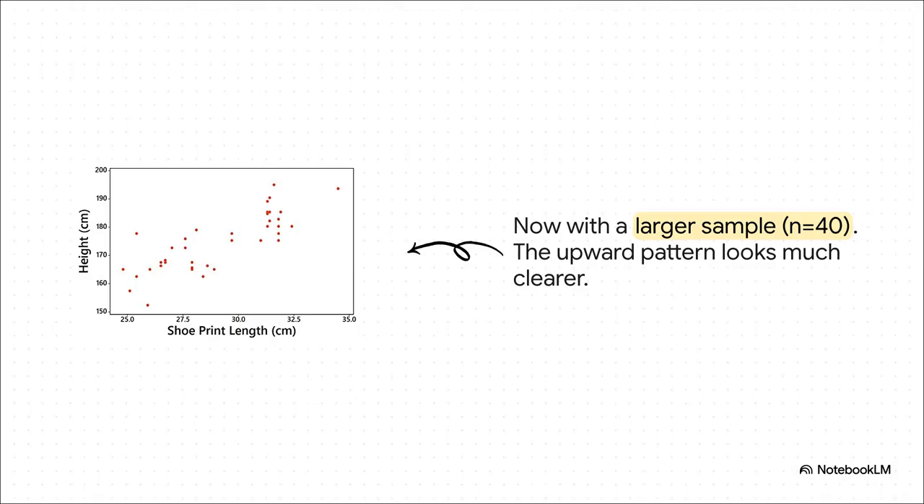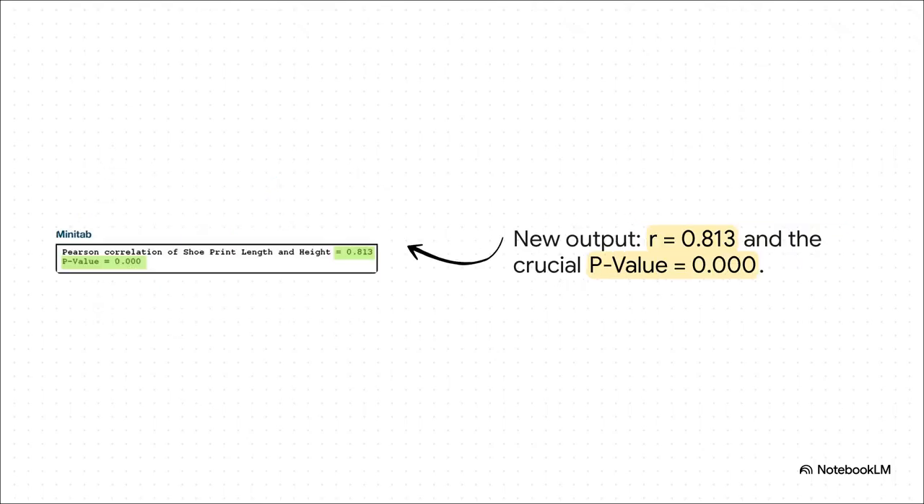But now, watch what happens when we do the exact same study, but this time, instead of 5 people, we get data from 40 people. Whoa. Just by looking at it, you can see that pattern is way clearer. And when we look at the output, sure enough, our R value jumped up to a really strong 0.813. But that's not the showstopper.